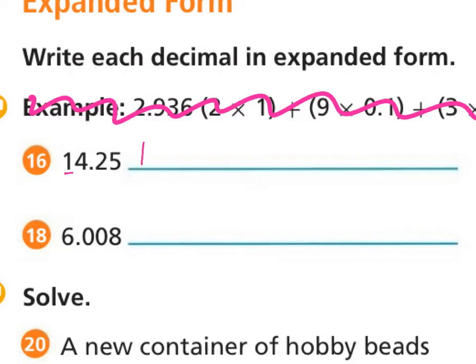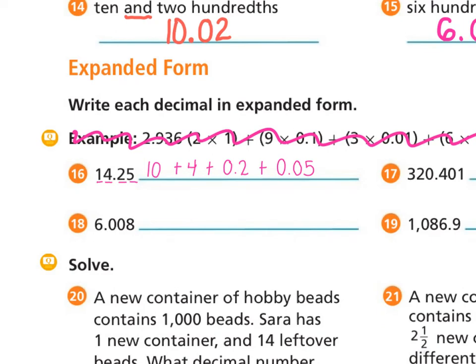So 10 plus 4 plus, now remember, I'm going into my tenths, 2 plus, I have nothing in my tenths now, and I have 5 in my hundredths. Do you see how I split that up into each one of my place values here, making it expanded form? So I'm expanding it out and getting my tens, my ones, my tenths, and my hundredths.